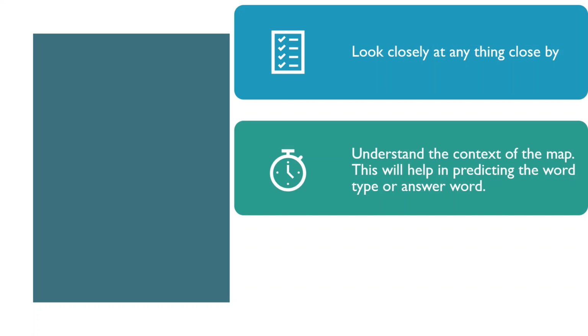Understand the context of the map, that is the heading. If it is Queen Mary Hospital, then you know you have to look for the operation theater, the medical shop, the nurses' room, the relaxation room and all those things. By understanding the context and the heading, you will be able to predict the type of words or the type of things you are going to hear.